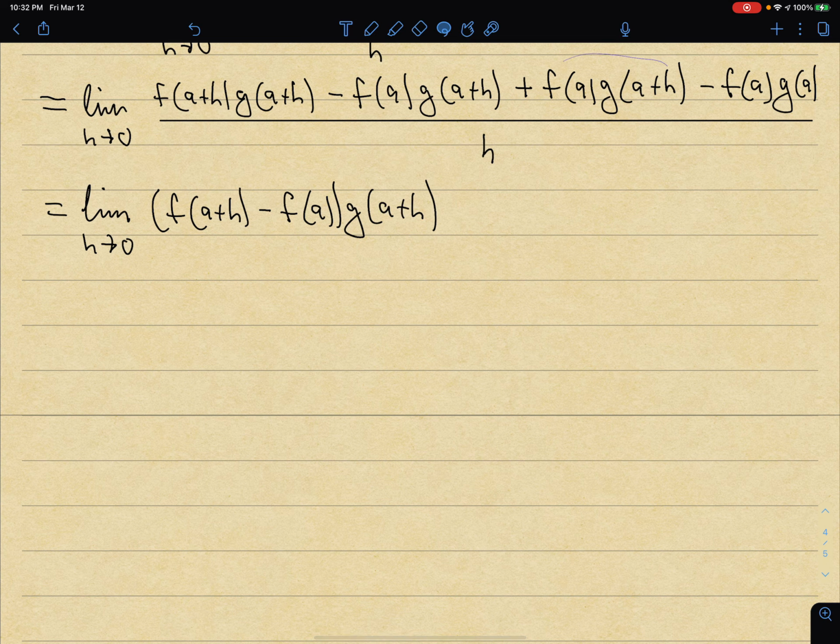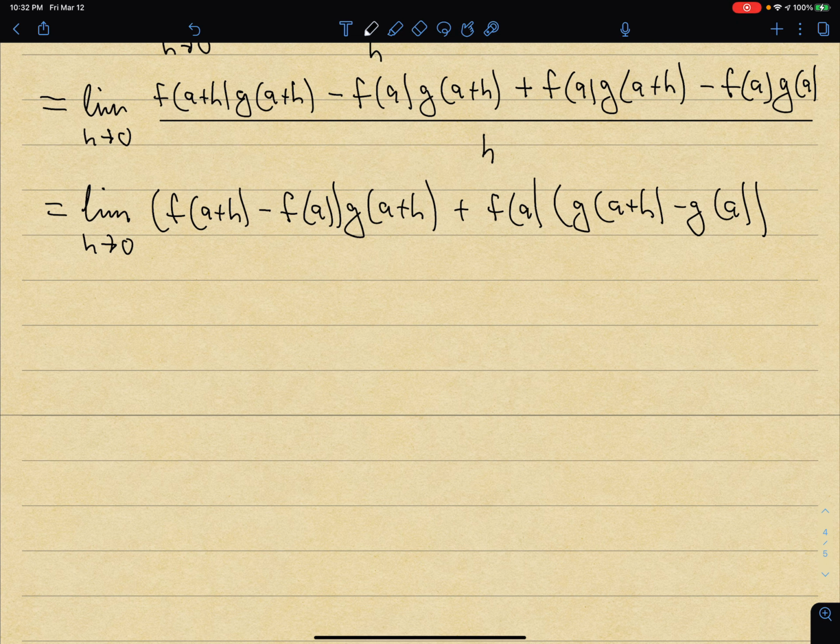And then from the second pair, there is a common factor of f of a. So plus f of a times g of a plus h minus g of a. Okay, so that is how my numerator can be written. It's the same form as before, and you divide this by h.